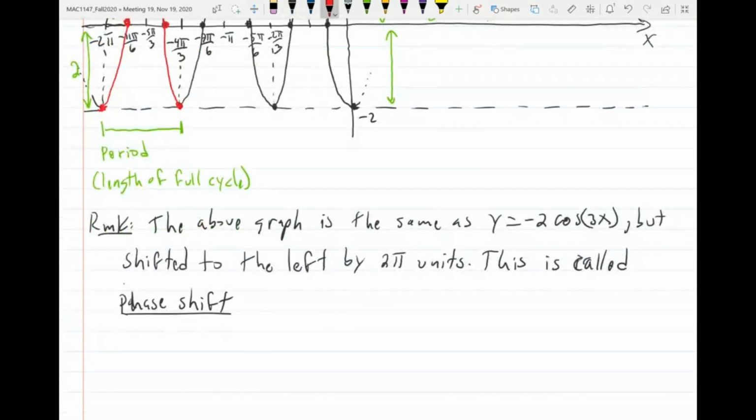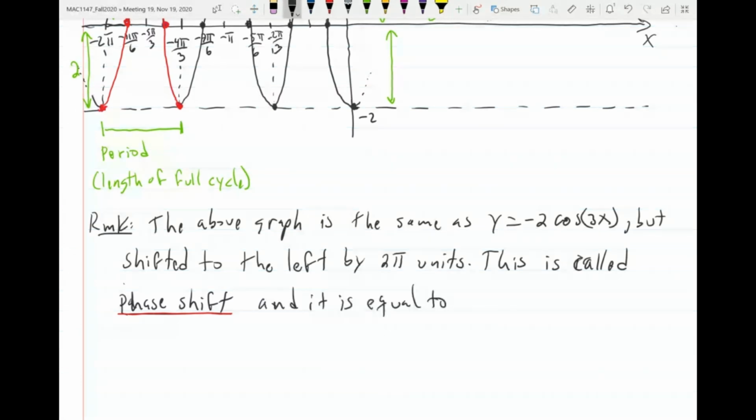That's the definition. This is called phase shift, and in this case, it is equal to -2 pi. When you talk about the phase shift, we talk about the number with sign. If you see a negative, that means that we're going left. If you see a positive, that means that we're going right. And it's gonna be clear in a second.